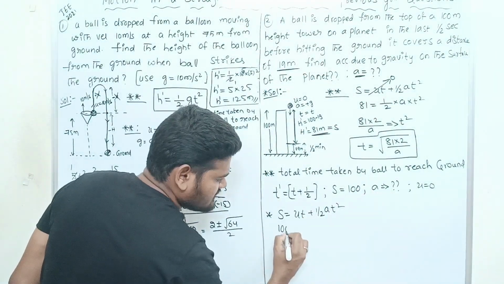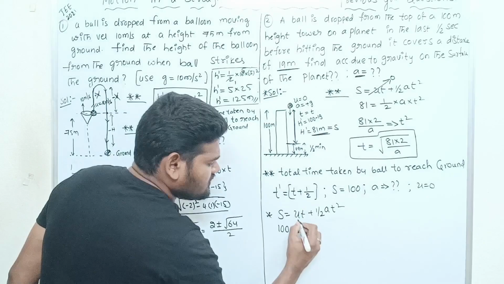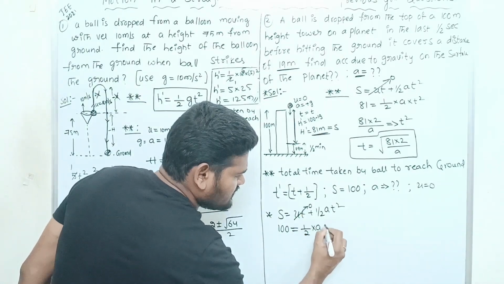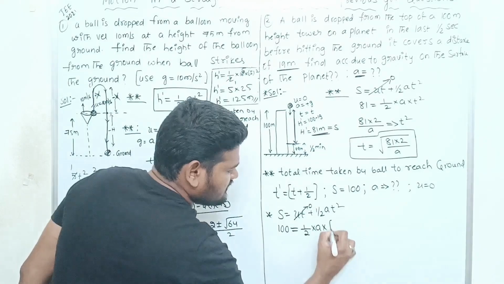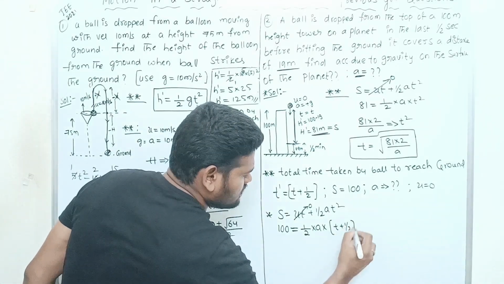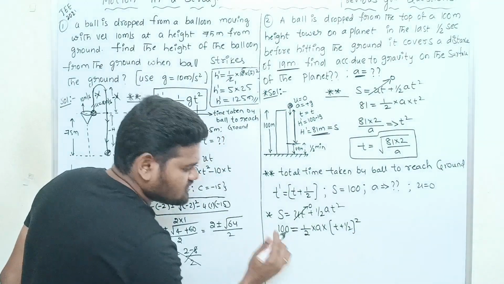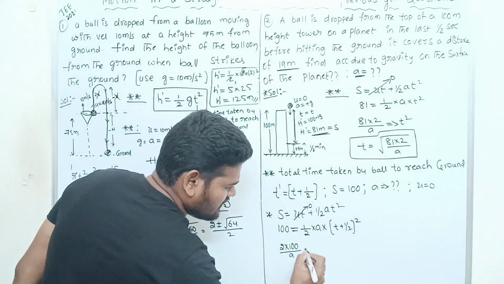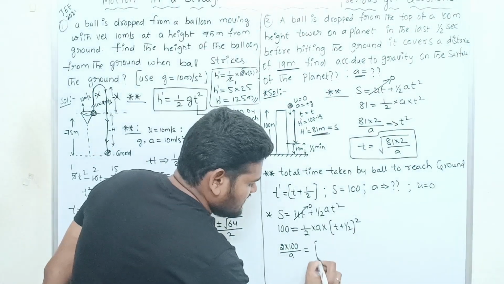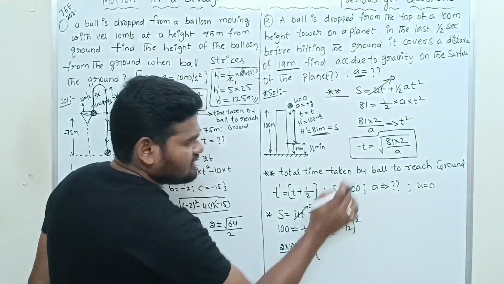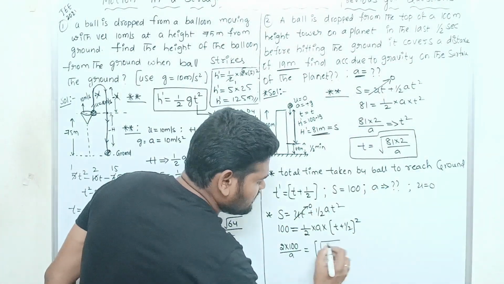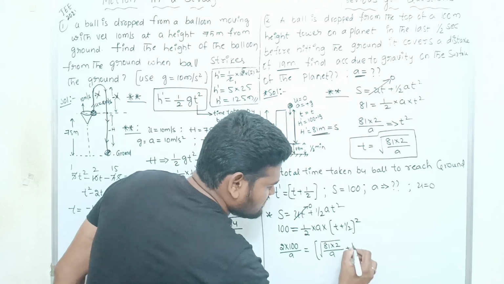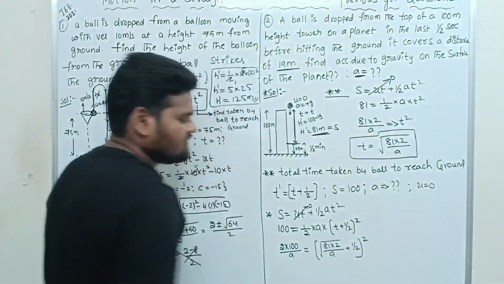What is the value of S? 100. What is the value of u? 0, plus half into a into t square. What is the value of t? t plus 1 by 2 whole square. If 2 comes to this side, it becomes 2 into 100, and a comes to this side, divided by a. This is equal to t plus 1 by 2 whole square, where the value of t we have is under root of 81 into 2 divided by a.